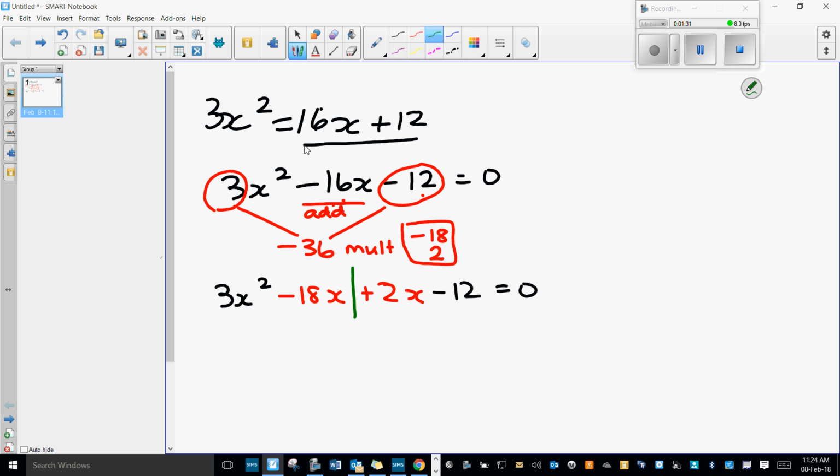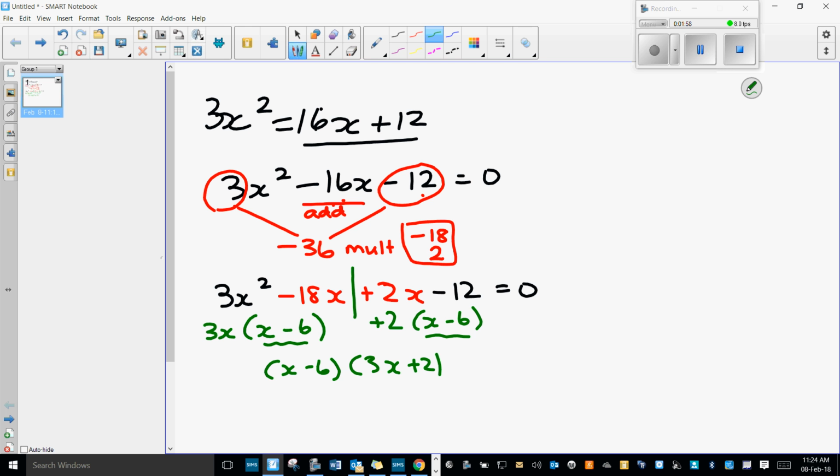Look to see what's common on the left. I can see I've got 3x that's common. I know I'm going to want x minus 6 in my bracket because that's going to enable me to do the next step. And so that also helps me to know that I've got positive 2 at the front. And then I can see that my x minus 6 was common, and I'm left with 3x plus 2. That's obviously equal to 0 the whole time. So that's just straightforward factorising.